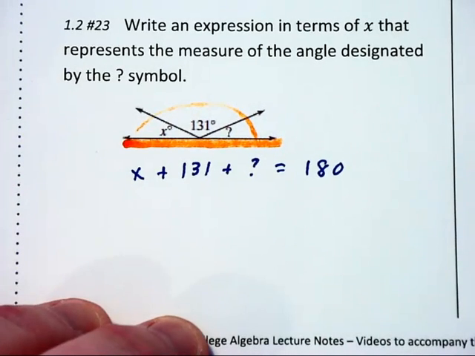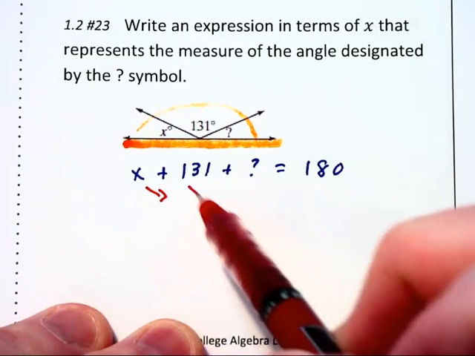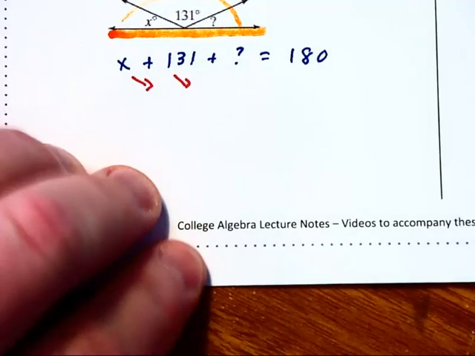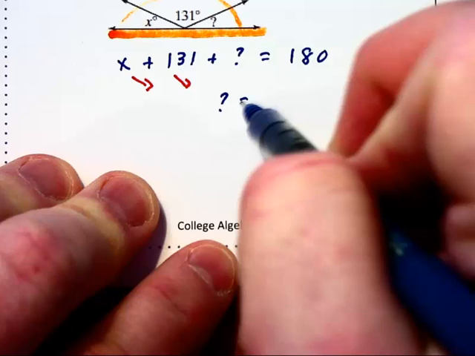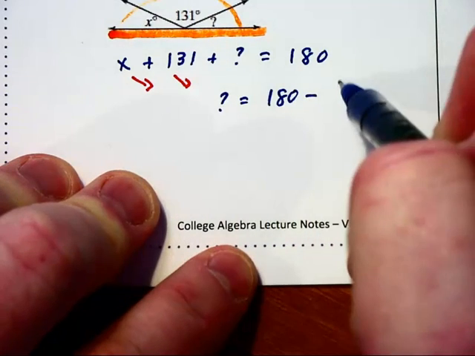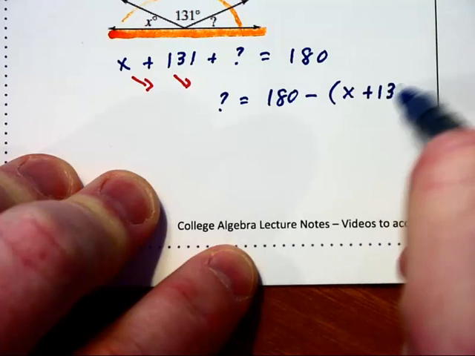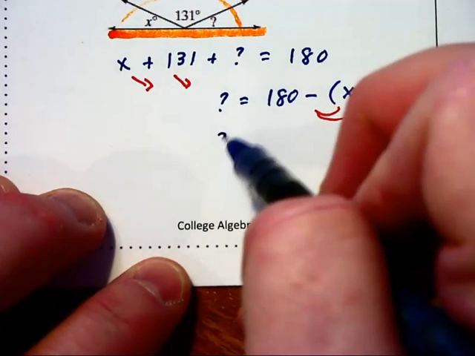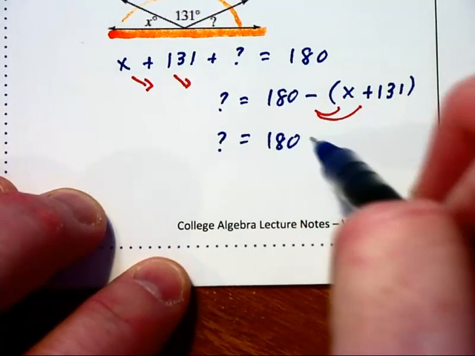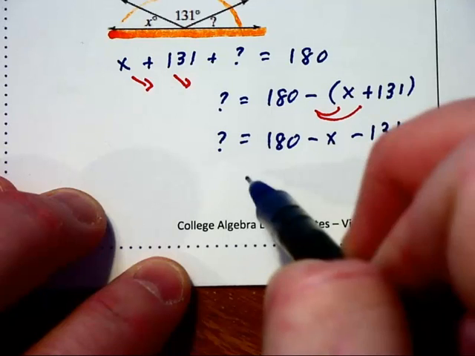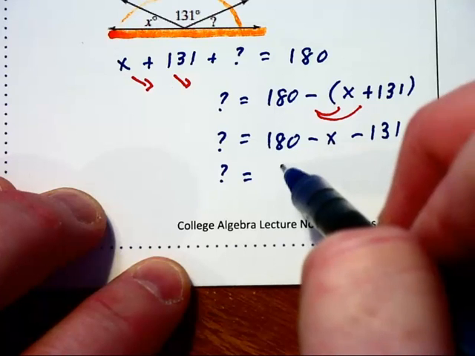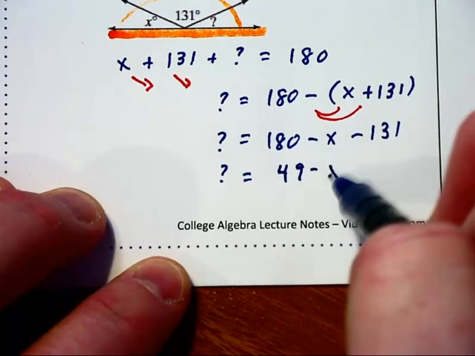If we're solving for question mark, we want to subtract off the x and the 131 from the left side of the equation. This gives us question mark is equal to 180 minus the x and the 131. You could write your equation this way, or you could distribute the negative on the right-hand side and rewrite this as 180 minus x minus 131 and combine the constant terms together and find that the value of the question mark is 49 minus x degrees.